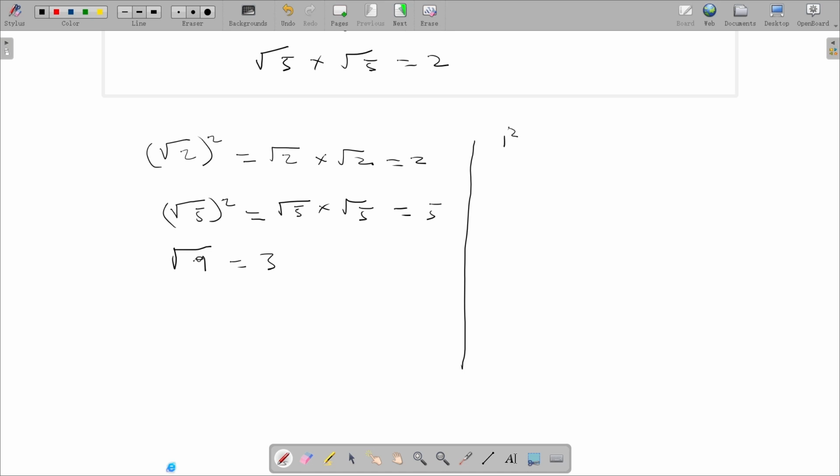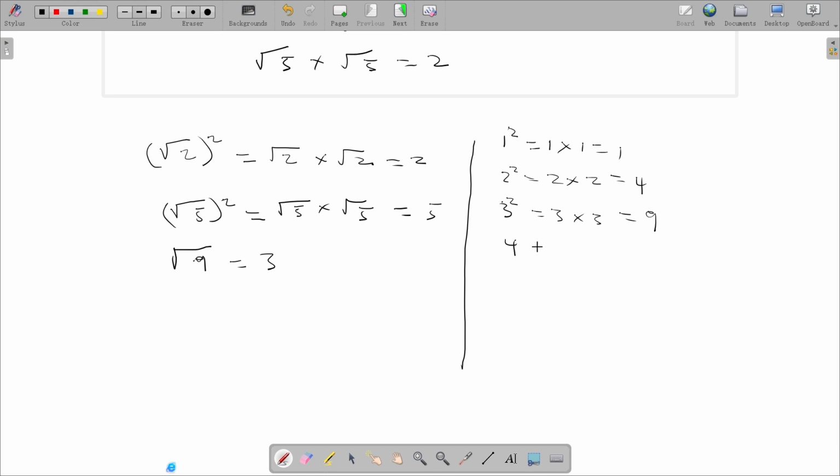1 squared is the same as 1 times 1, which is 1. Therefore, 1 squared is 1. 1 is a square number. How about 2 squared? 2 squared is 2 times 2, which is 4. We can say 4 is a square number. How about 3 squared? Same way, it's 3 times 3, which is 9. So 9 is also a square number.